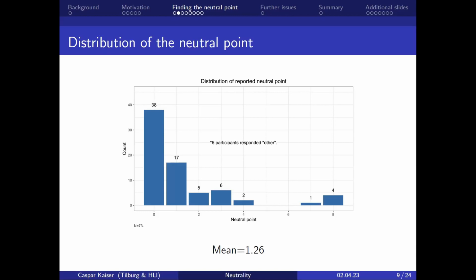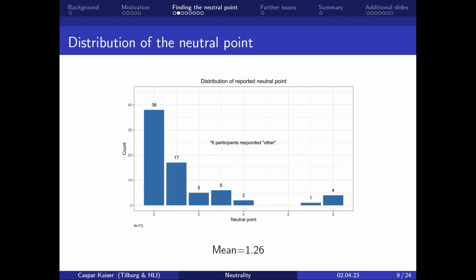So essentially what we see is that the vast majority of people set the neutral point at 0. But there's a bunch of people for whom that's not quite true. We don't really know what to make of people who set the neutral point at like a 7 out of 10 or an 8 out of 10.